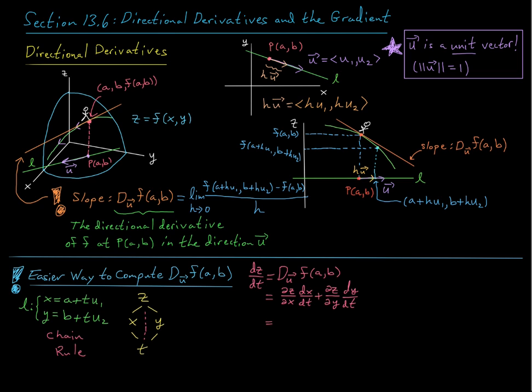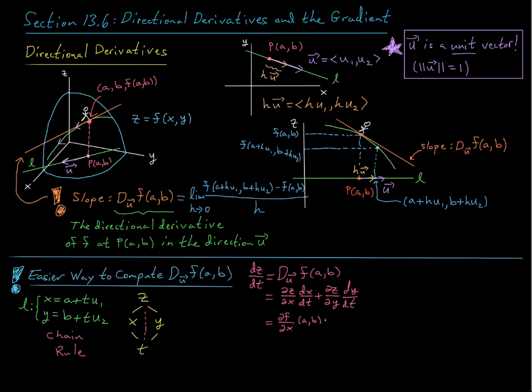Well, since z is f of x, y, and we're interested in this particular point P, whose coordinates are a, b, this partial derivative is really just the partial derivative of f with respect to x, evaluated at the point a, b, times dx dt. And here's x as we move along the line L. If I differentiate x with respect to t, that's really just going to give me this scalar u1. In other words, it's just going to give me the x component of the vector u.